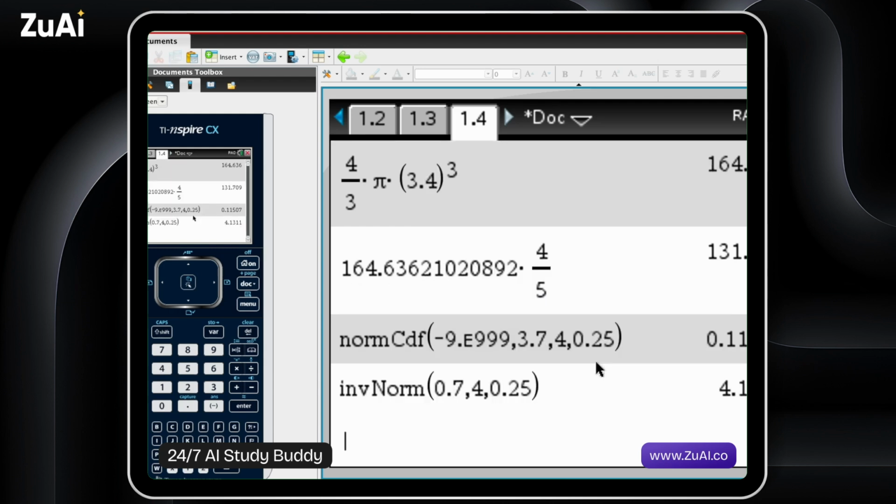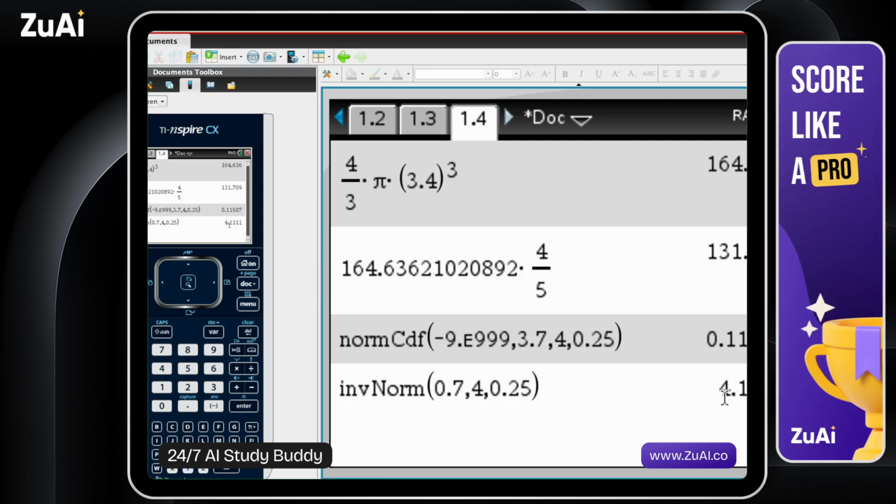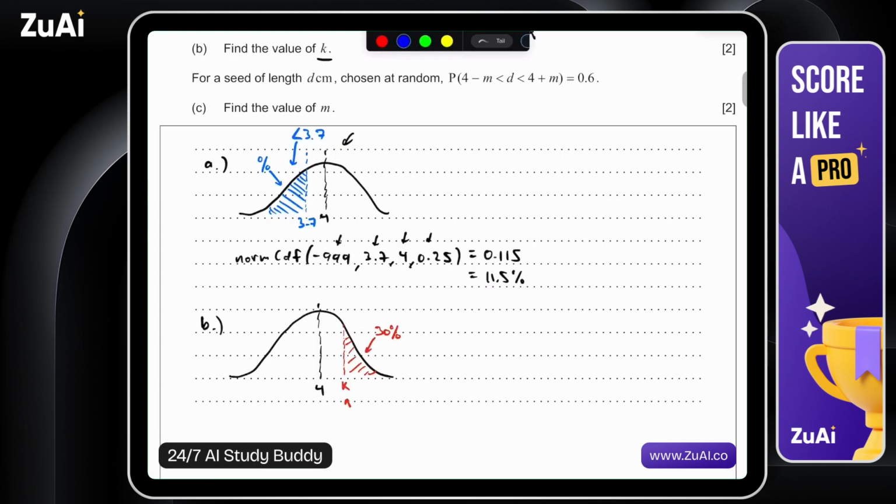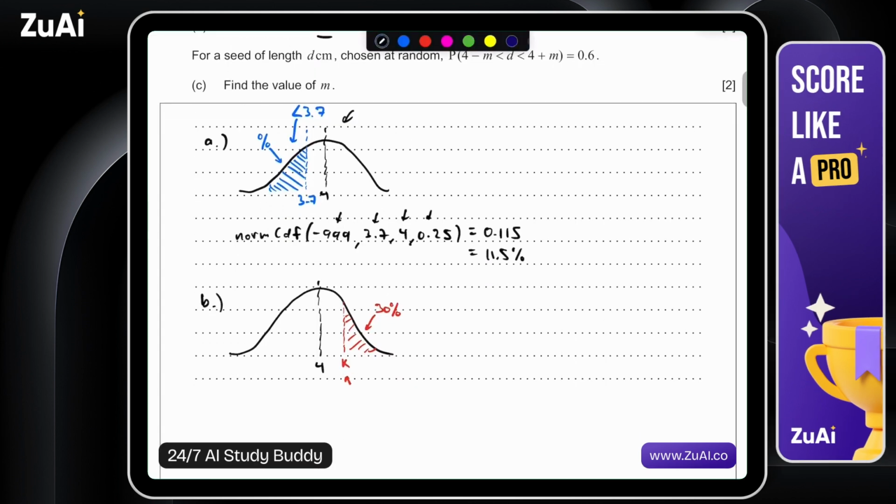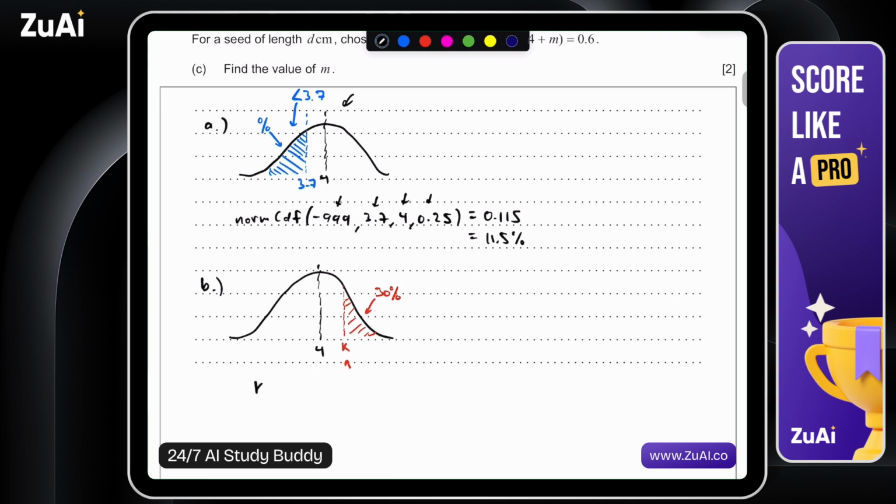Okay, and here we go, 4.1311. This is that cutoff point, the length of the seed, 4.13 centimeters, and 30% of the seeds are greater than this value. So let's go ahead and type this in. So k is equal to 4.13, and that's reassuring because it's to the right of the mean. And that would give us this 30%.